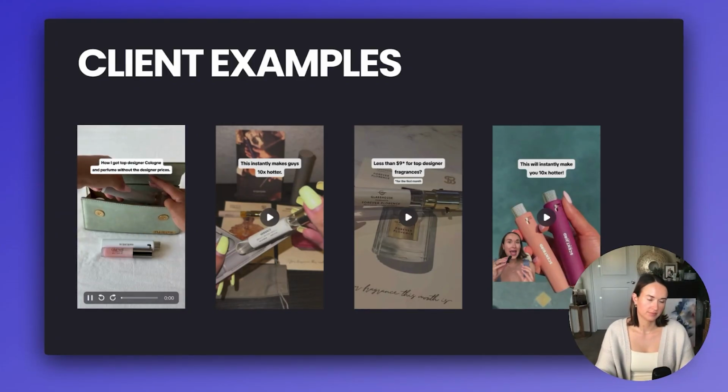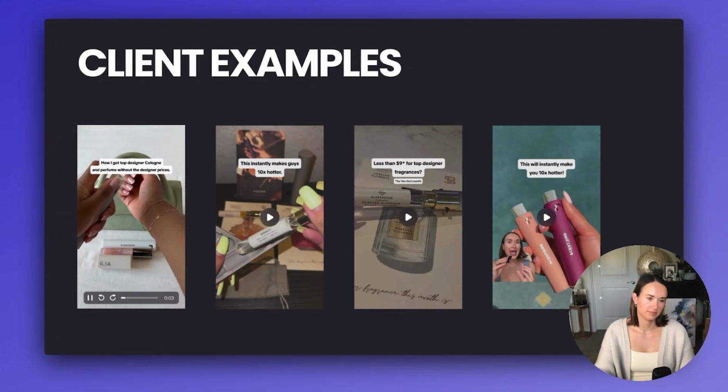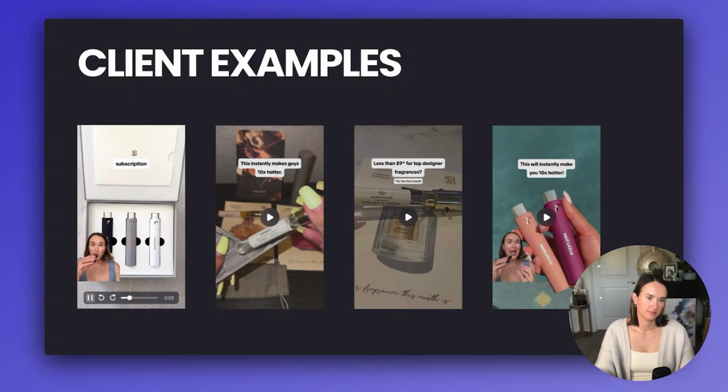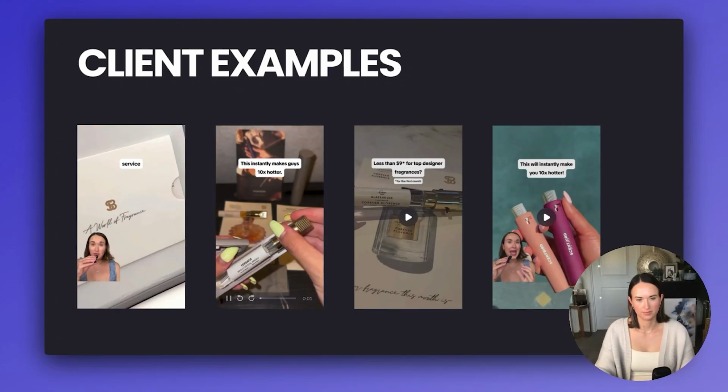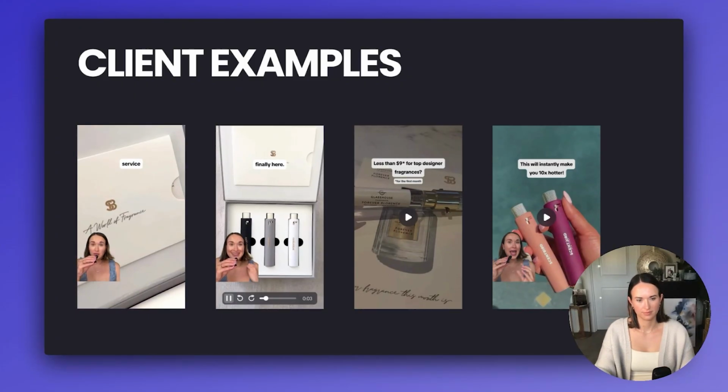How I got top designer cologne and perfume without the designer prices. Scentbird is the fragrance subscription service. This instantly makes guys 10 times hotter. I ordered Scentbird and it's finally here.